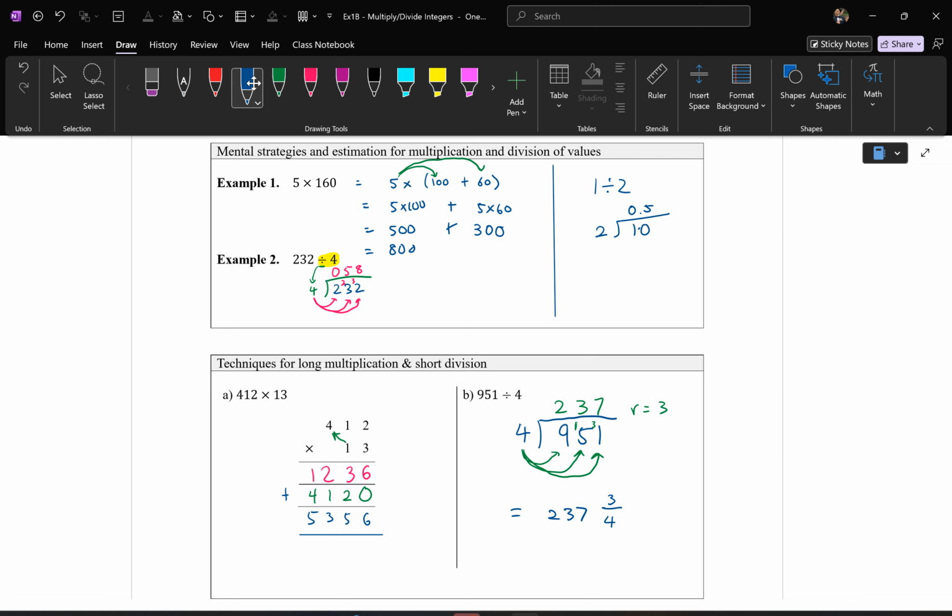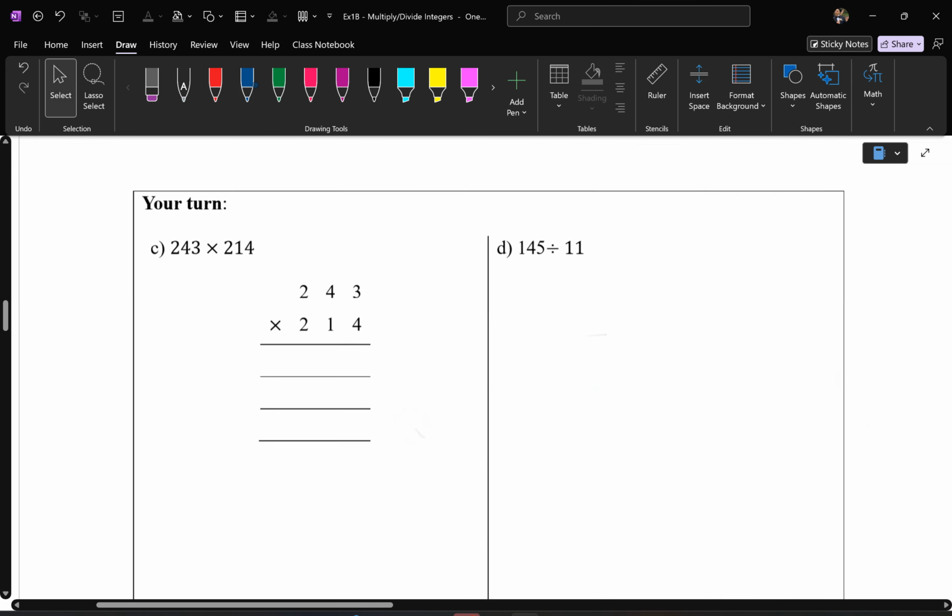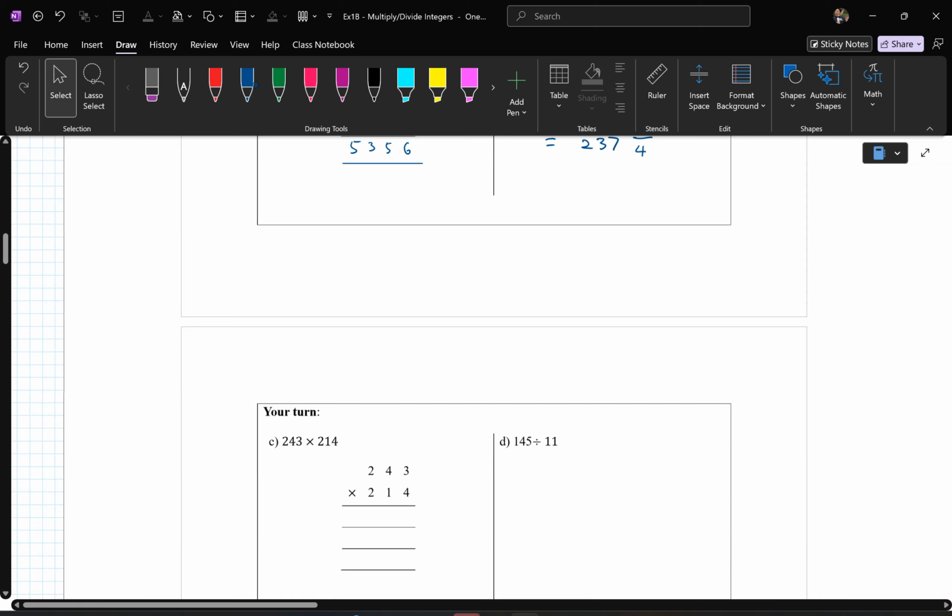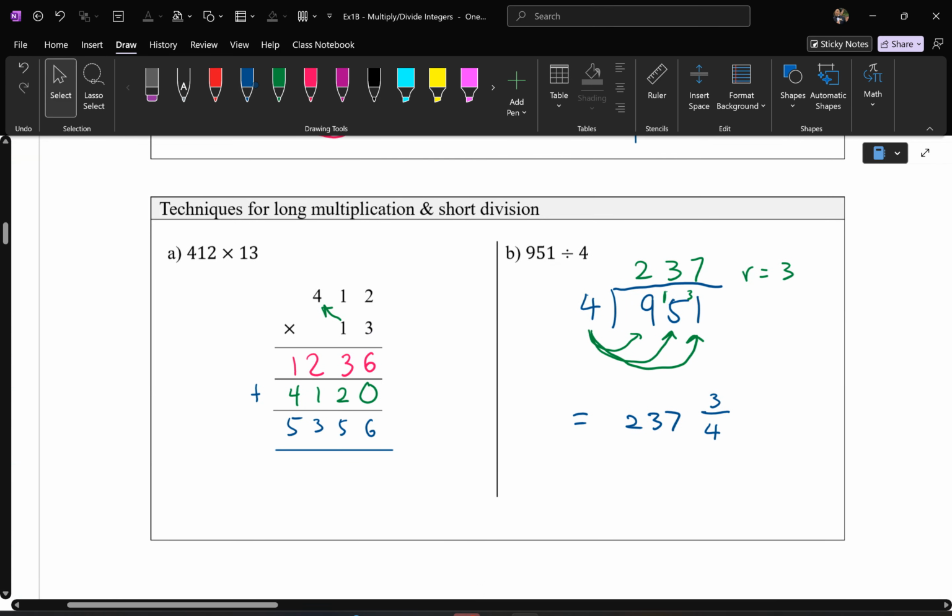Okay? I'm going to stop the video. If you want a challenge on the back of the sheet, there's a bit more for you to try. I'll write the solutions up soon. I'll leave those examples.